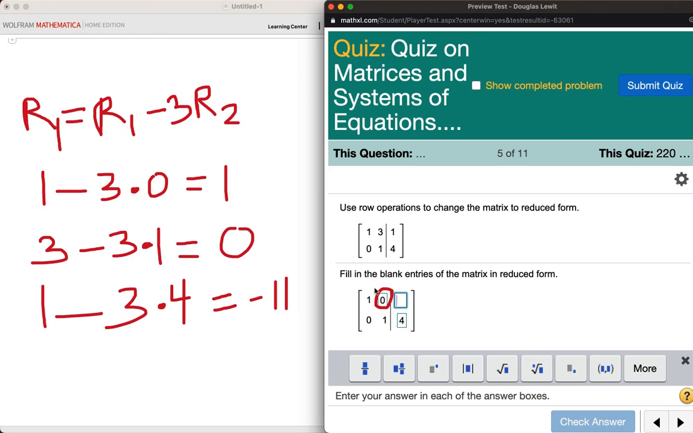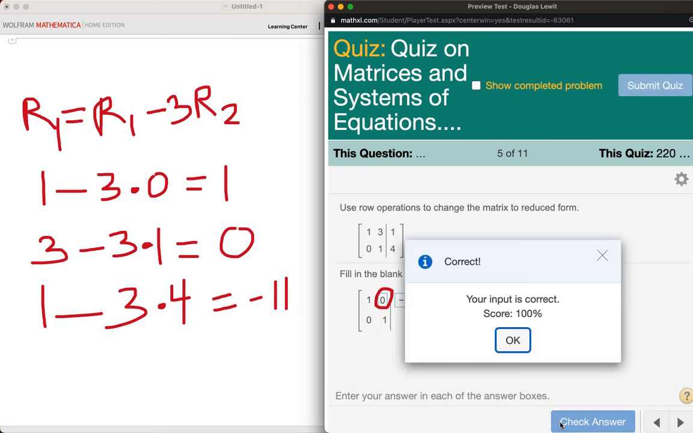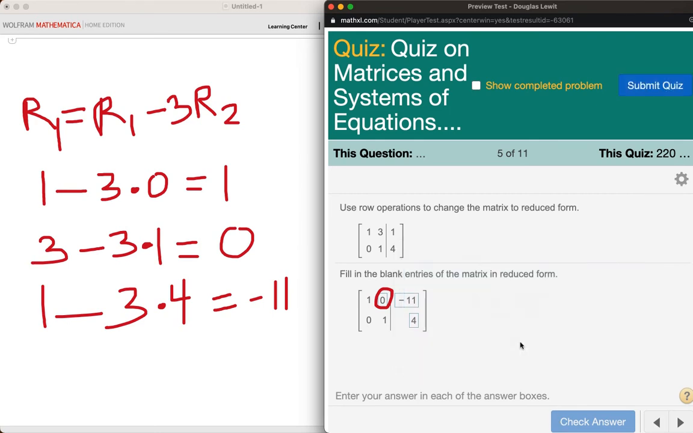Okay? So that means this number here should be negative 11. Your input is correct, score 100%. Okay? That wasn't so hard. I mean, we could have done that with Mathematica, right? But it's a pretty easy problem. You don't really need Mathematica to do this problem. You could use Mathematica, but it's not necessary because it's a pretty simple problem.